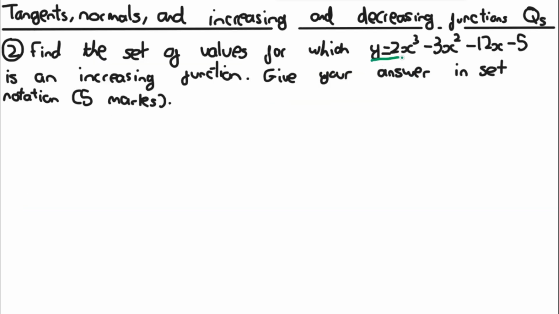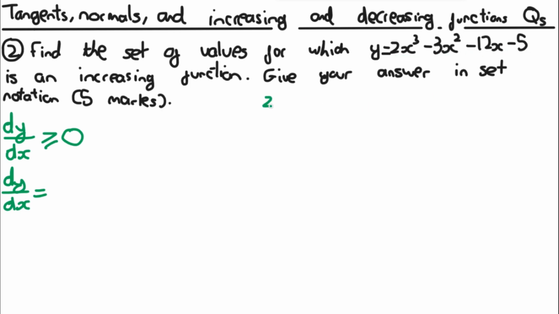So for question 2, we're given this curve here, and we need to find the set of values for where this is an increasing function. So remember, an increasing function is where dy over dx is bigger than or equal to 0. So first of all, let's find dy over dx, and we just differentiate the terms individually.